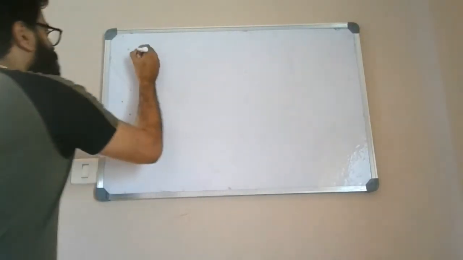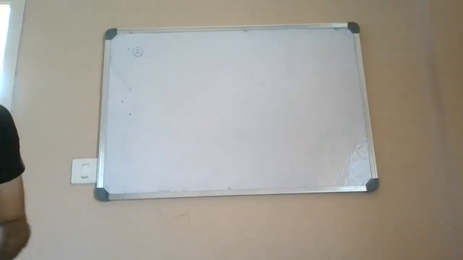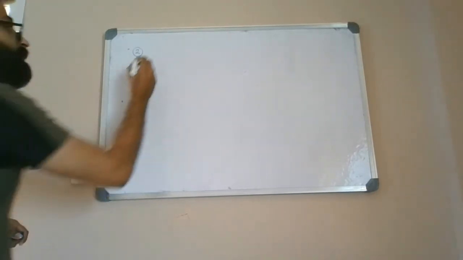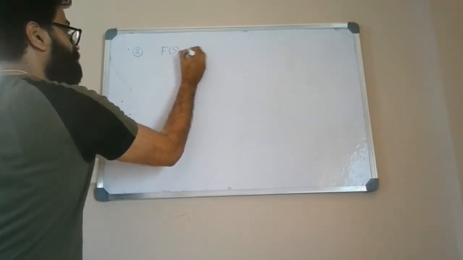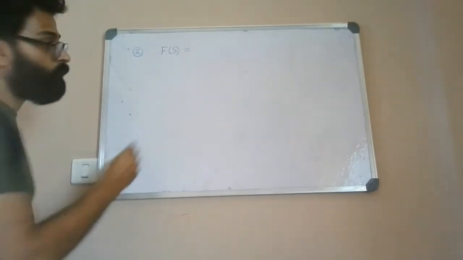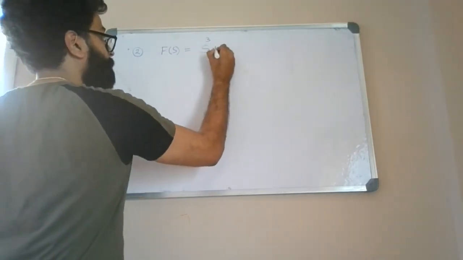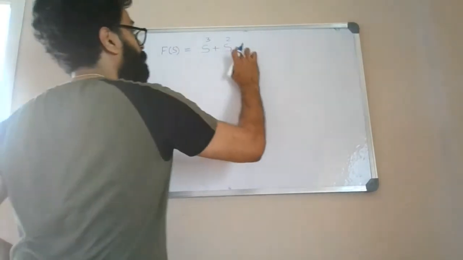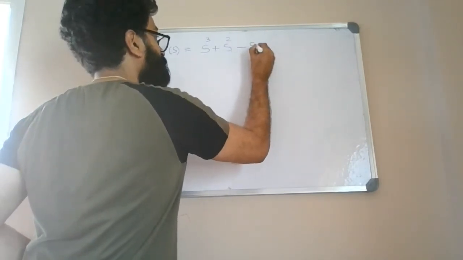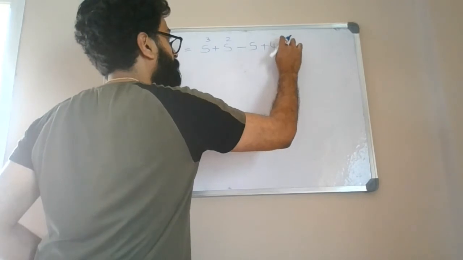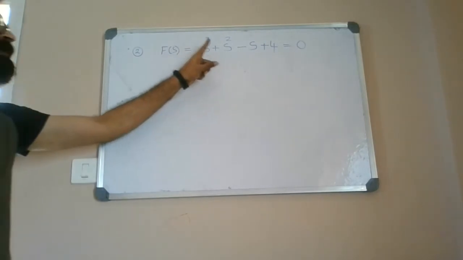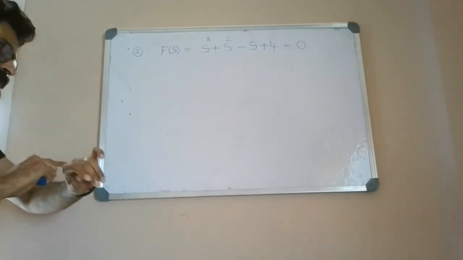Okay. Problem number 2. Let's consider. Let's say you have the characteristic equation of the order, write down. Given that f of s is equal to s cube plus s square minus s plus 4 is equal to 0. S cube plus s square minus s plus 4 is equal to 0. Determine the stability using Hurwitz criteria.